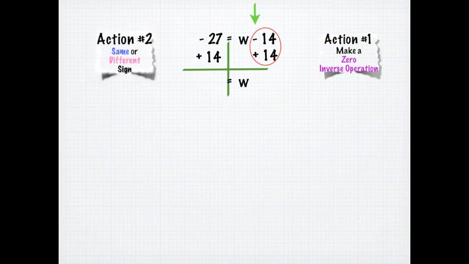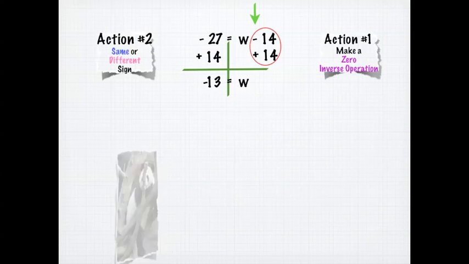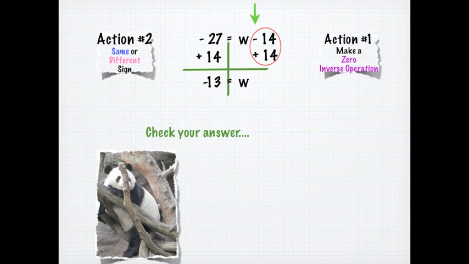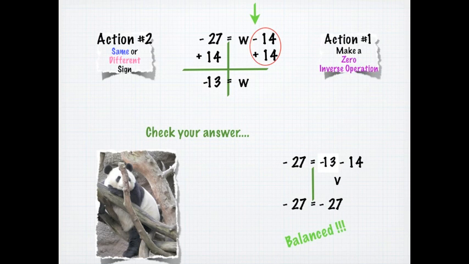Last, I do the second action item. I see different signs, so I simplify using the different sign rule. A negative 27 and a positive 14 equals a negative 13. So w equals negative 13. Now, let's check our answer. I write the original equation and replace the variable with the solution I found. I use order of operations to see if each side equals each other. The equation is balanced, and I know I'll get 100%.